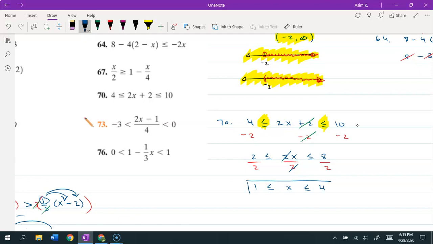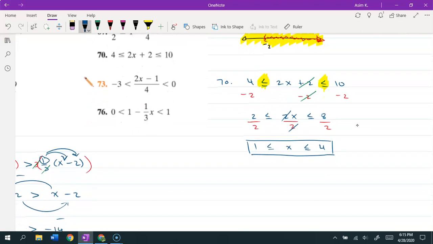All right? So where do you stop in a compound inequality? Basically, you wait till you get an x in the middle. You do all the operations that you need to, and then at that stage, you stop.